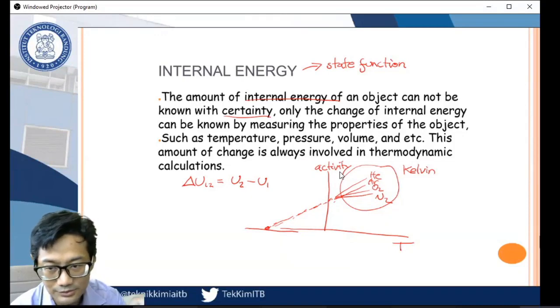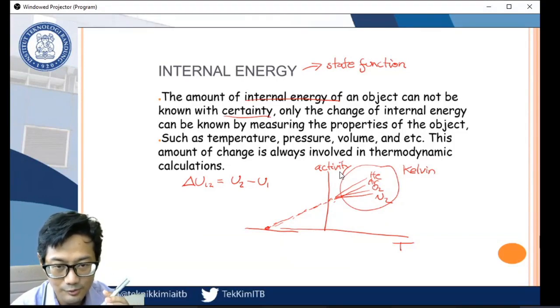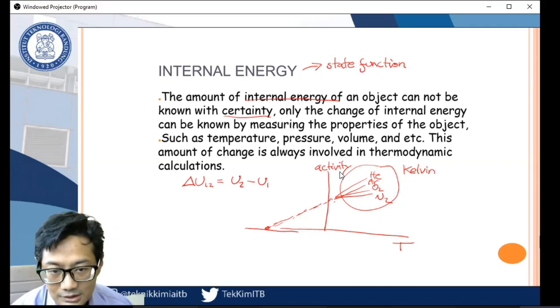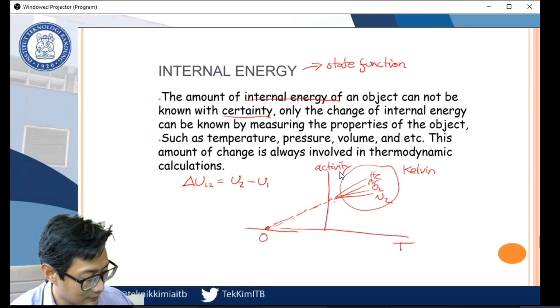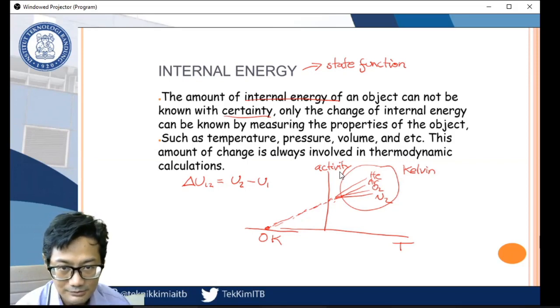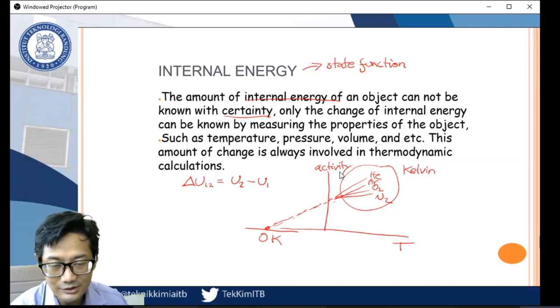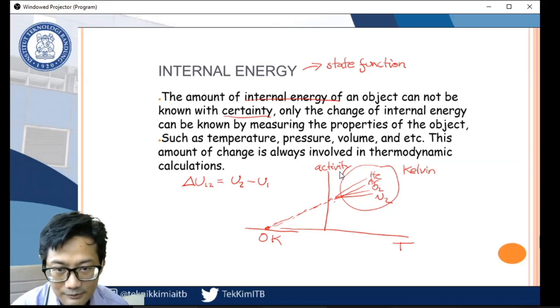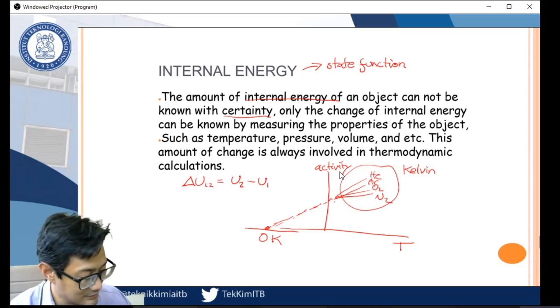No more translation, it cannot move. No rotation, the molecule will not rotate. And no vibration. And he claimed this as absolute temperature. Further on, the researchers who followed his idea considered this as 0 Kelvin. This is the absolute temperature where the molecules stop moving. But again, it cannot be proved because there is no device that can reach 0 Kelvin, and it's very difficult to prove this concept. But all researchers who work on thermodynamics agree with this point.